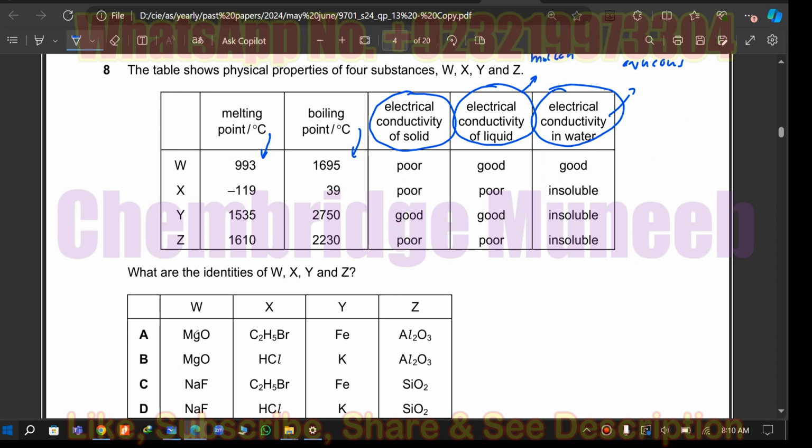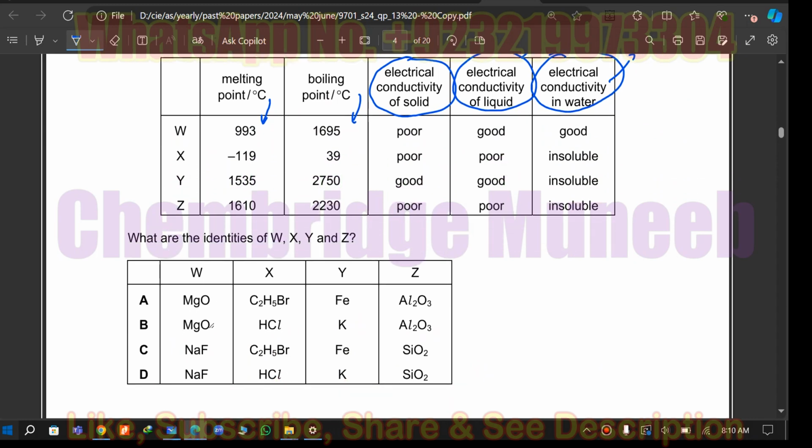So in W we have the two compounds MgO and NaF, and both are ionic compounds, and both of these compounds totally agree with these three properties. Both the compounds agree because they are both ionic compounds, so we have to tick all of them.